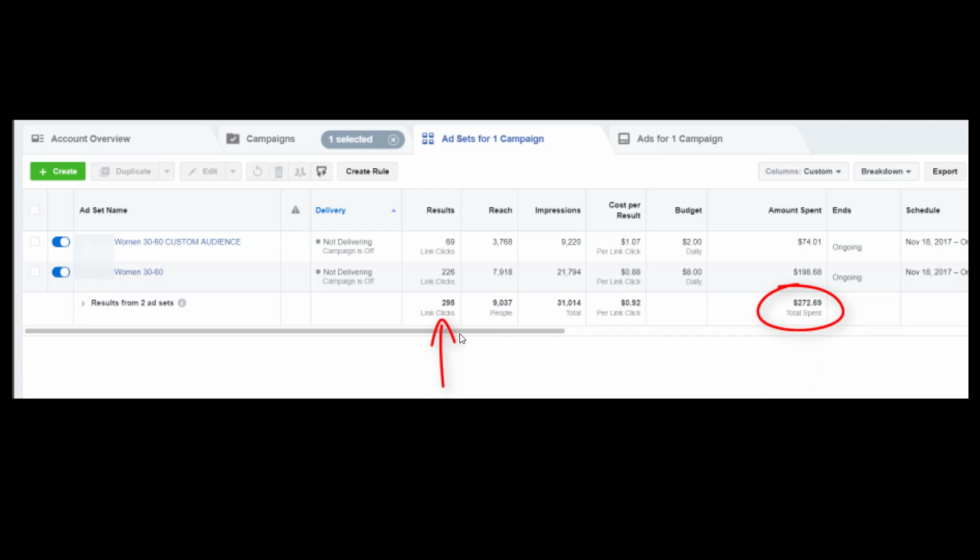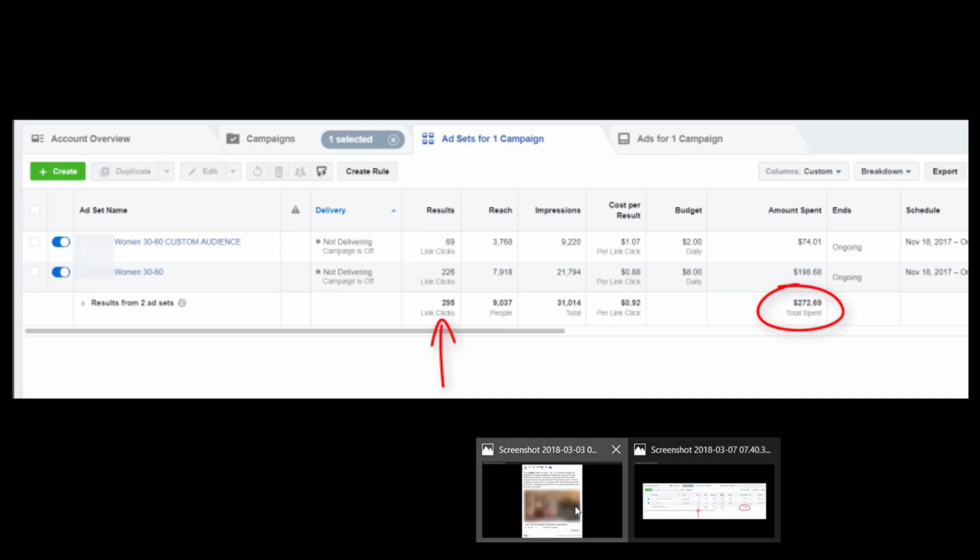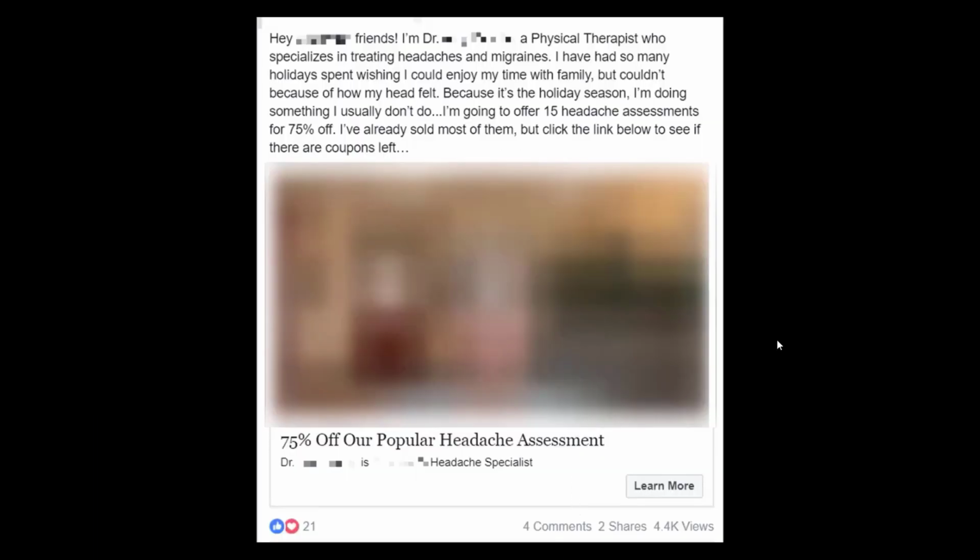So you can see we got about 295 clicks. In terms of the cost per click, it was around $1, right? Not super crazy low, but we're happy with that considering the results we got, because they were highly targeted clicks. So let's go into the actual ad. Okay, this was the ad that we ran. I blurred everything out for our clients' privacy. They said it was okay that we showed it, but I just wanted to blur it out anyway.